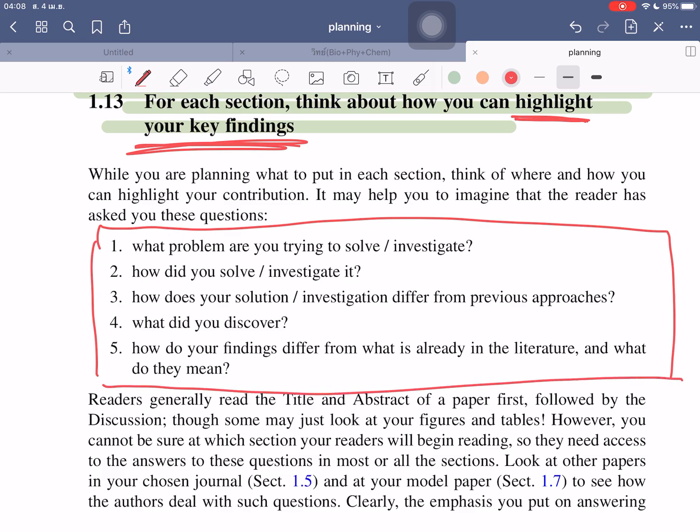Okay, what is in here? Key finding. You need to talk about what? What problem are you trying to solve or investigate? What problem of your research are you trying to help? For example, this research is trying to help students learn grammar better than before by using mind mapping. Key finding: how did you solve it? How did you solve the problem?